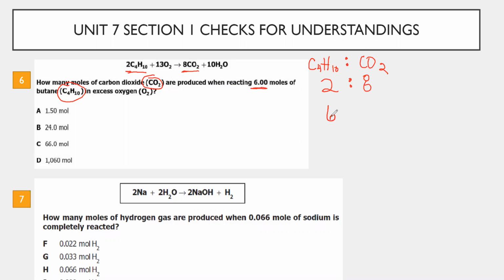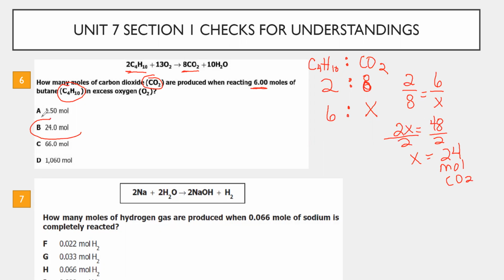So now we're changing it to 6, and we're trying to figure out what our new number for CO2 would be. So 2 over 8 equals 6 over x. Do you cross multiply? 2 times x is 2x, and 6 times 8 is 48. You can divide by 2 so you can solve for x. Okay, you're going to get 24 moles of CO2. There's your answer right there.